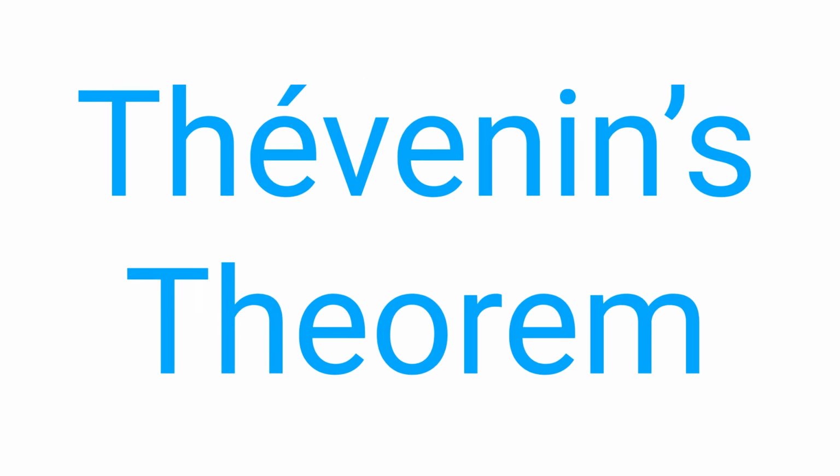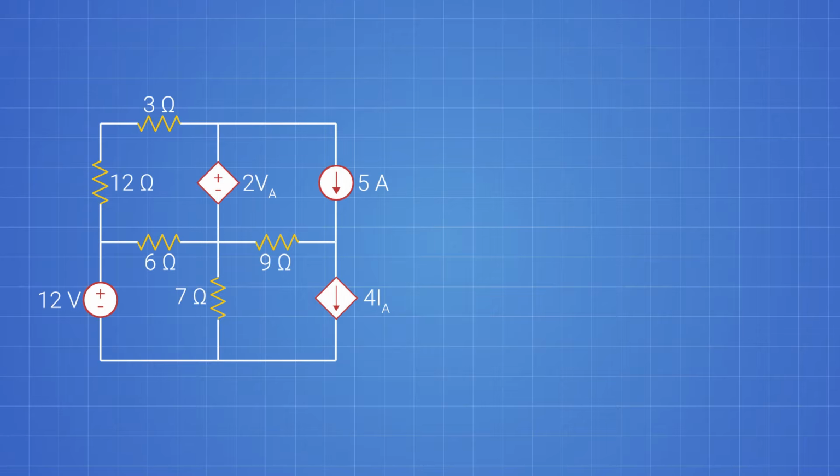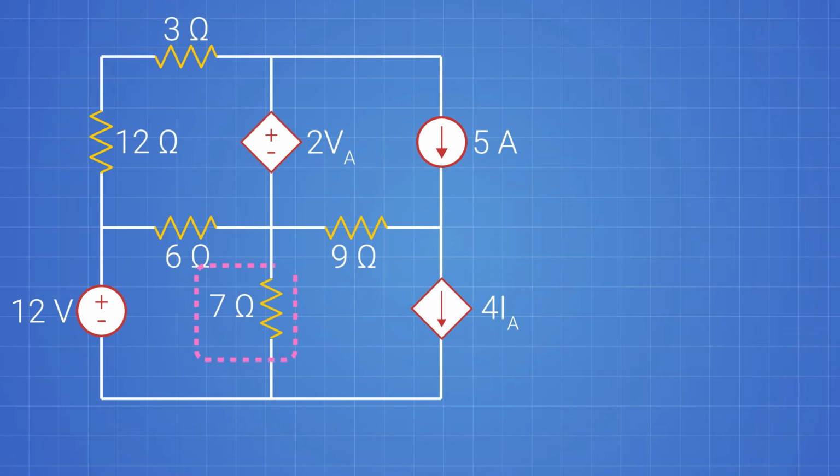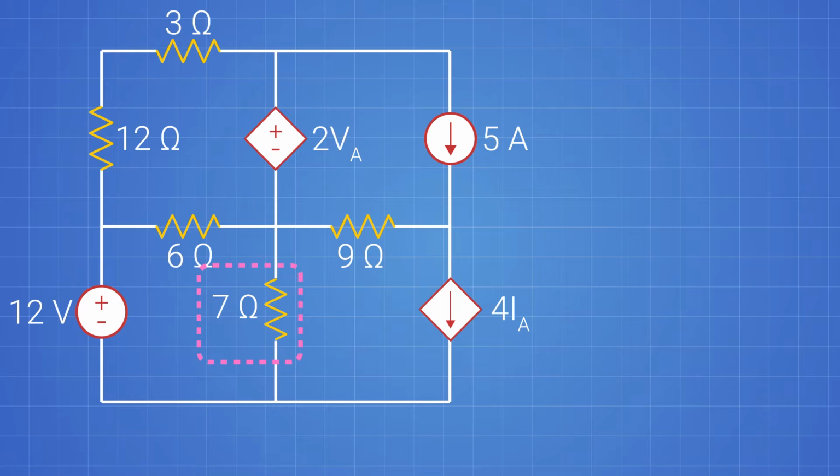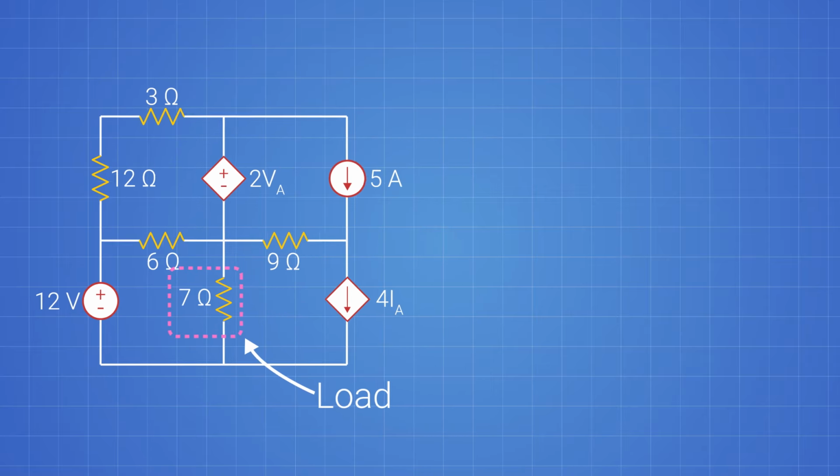Let's make you an expert at using Thevenin's theorem to solve circuits. Imagine you have a circuit like this, and you need to find the voltage or current through this resistor. So we call that our load. In simple terms, that's the circuit element we need to find values for.